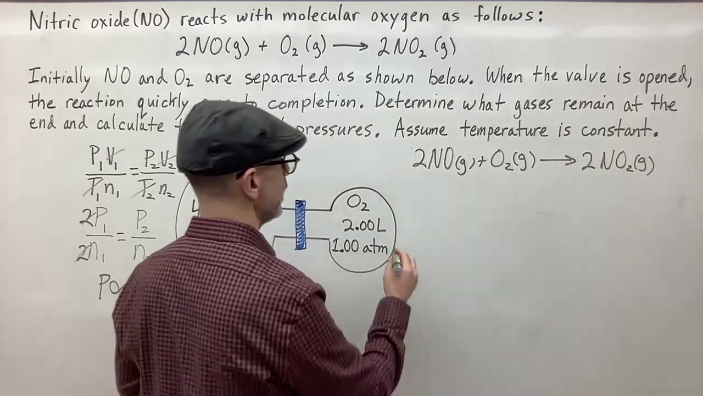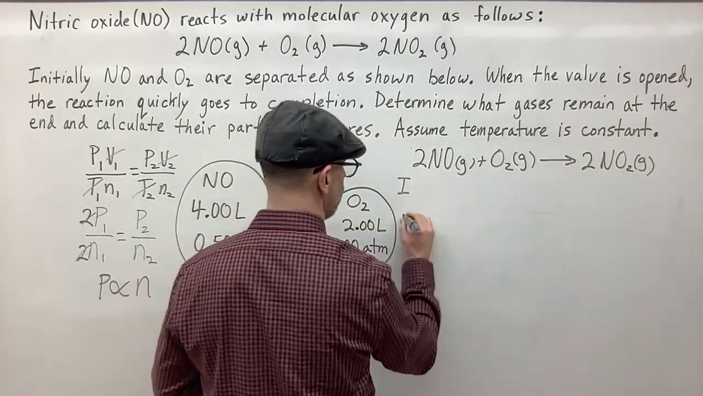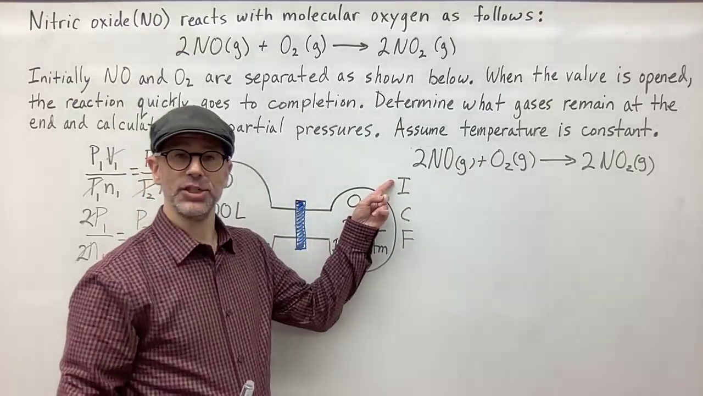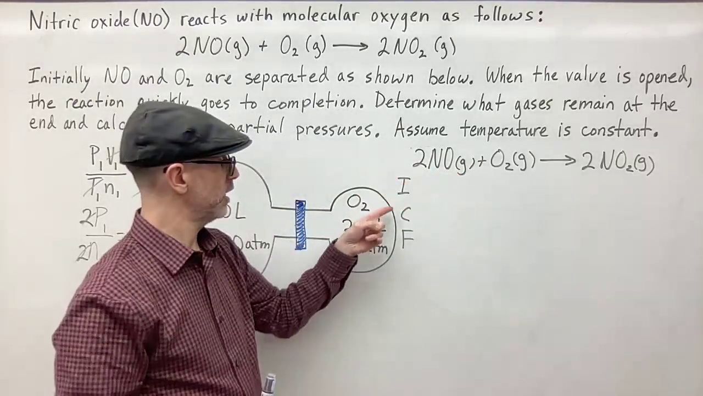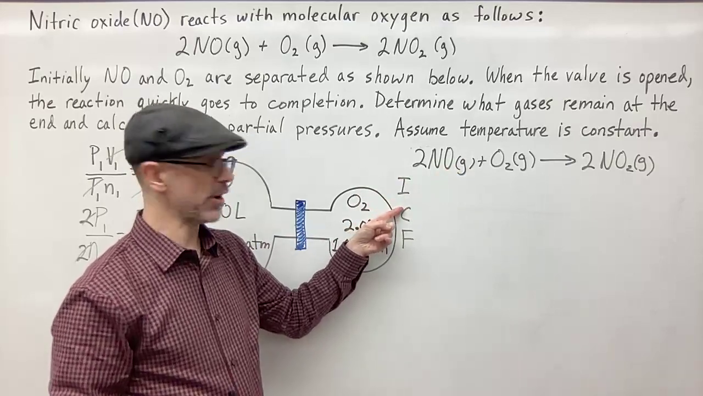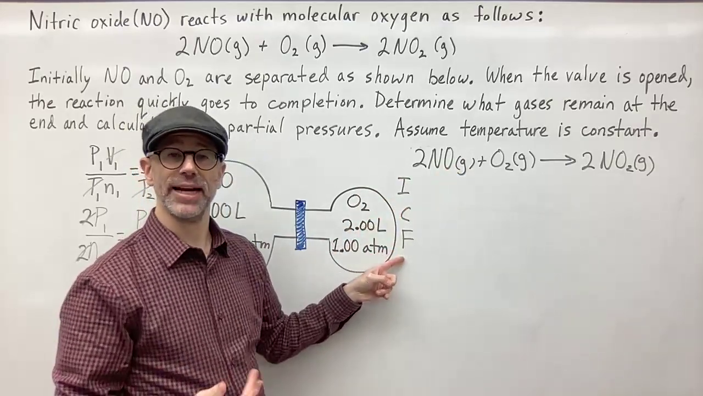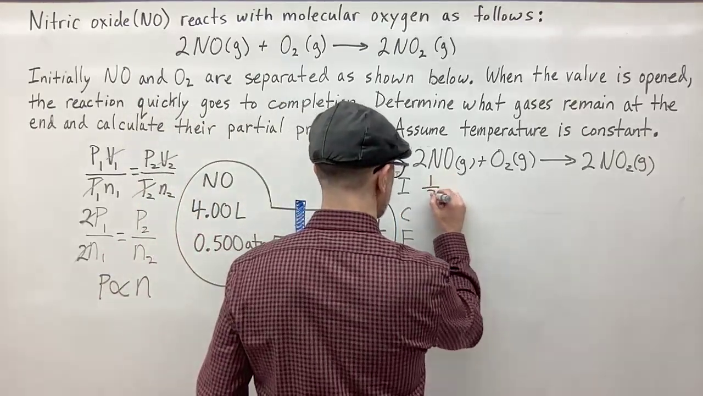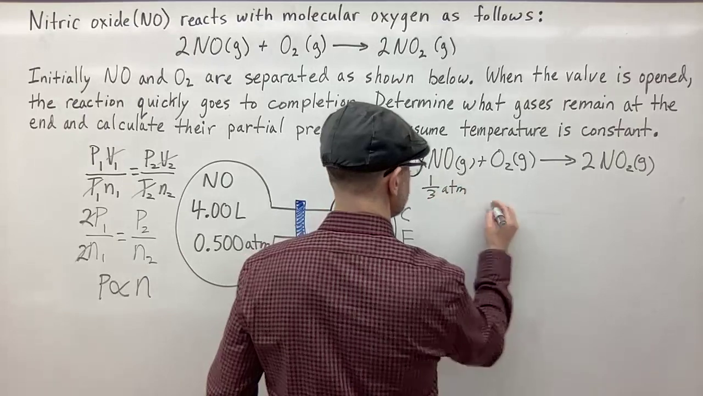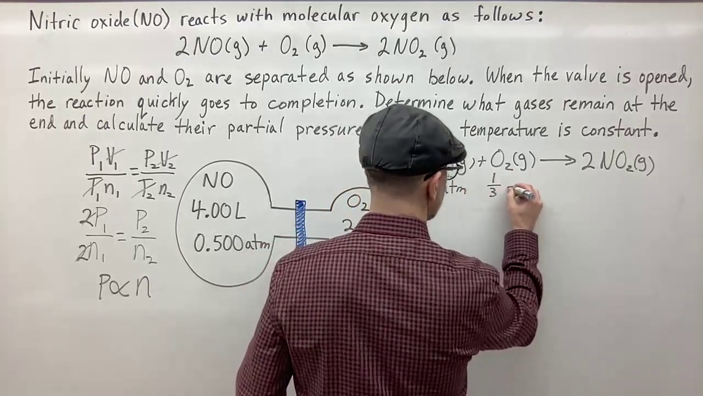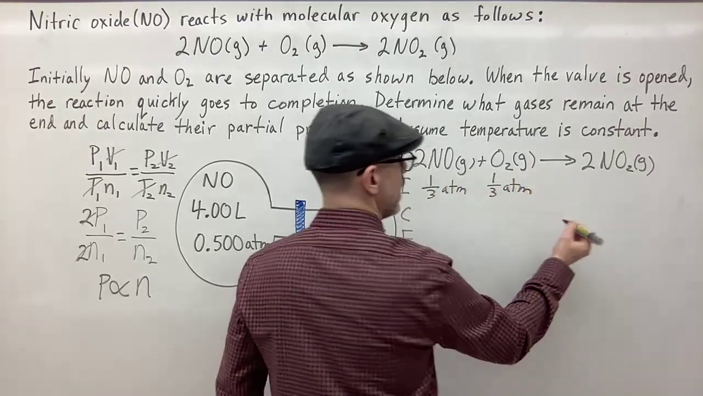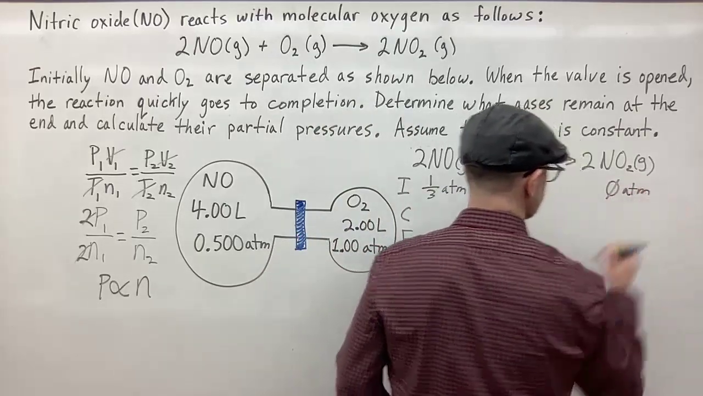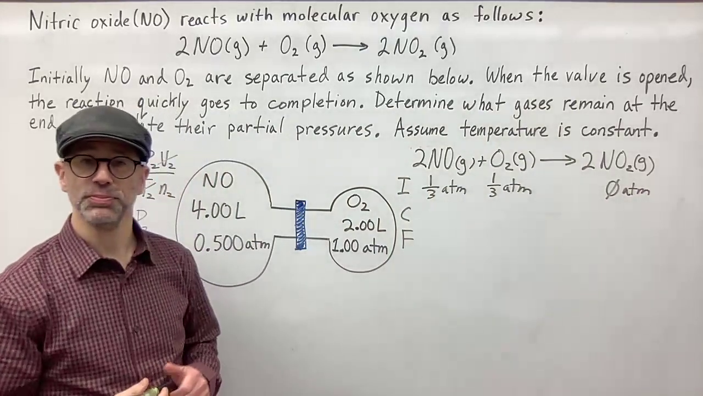Okay, so I'm going to do my ICF table. So my initial amounts of everything, the change that occurs during the reaction, and the final amounts that I end up with. So here I have 1/3 atmospheres. Here I have 1/3 atmospheres. And of course, at the beginning, I have 0 atmospheres of 2NO2.